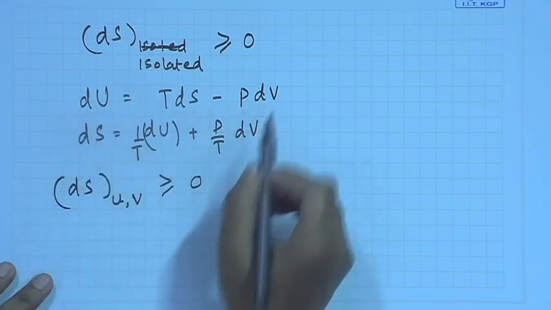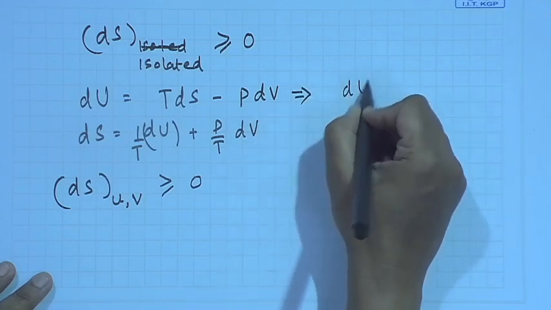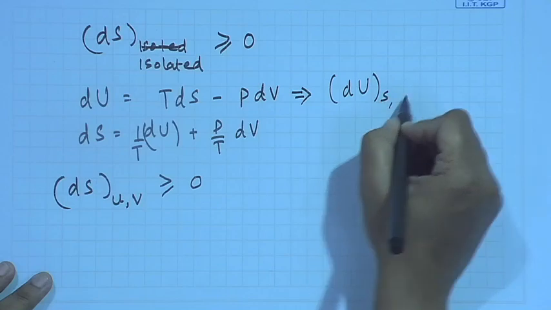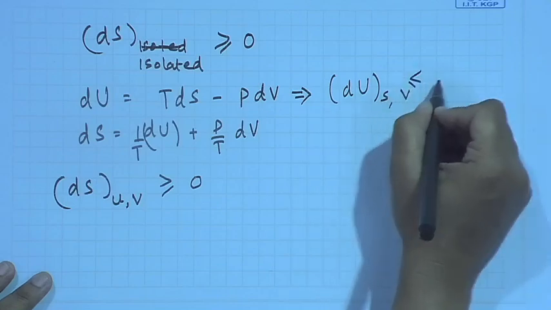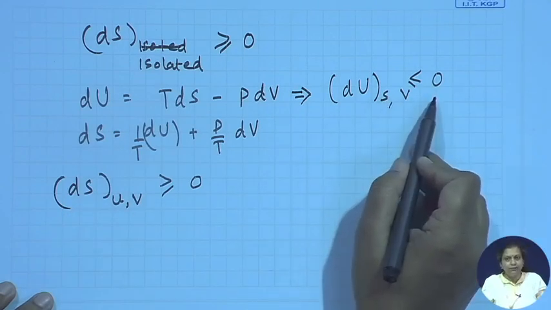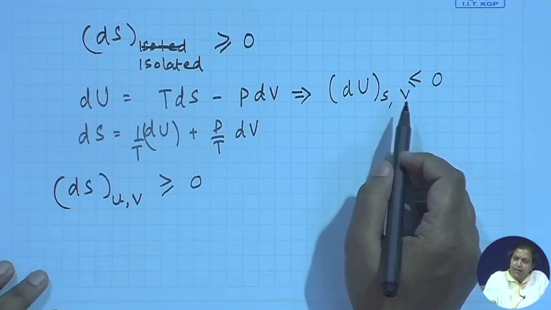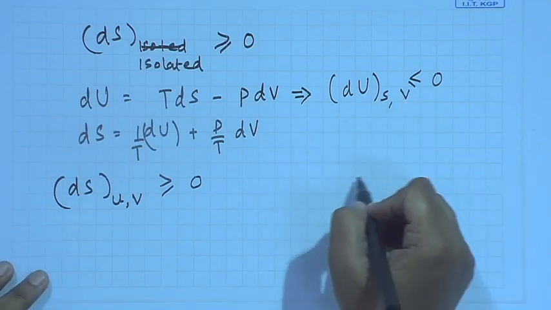Can this not just be reverted and written? If you observe this equation, can I not write down that dU at constant S and V should be less than or equal to 0? Does this equation not imply this? It is almost equivalent to saying that a circle is an enclosed surface which has a minimum area for a given perimeter or a maximum perimeter for a given area. Both these statements are the same.